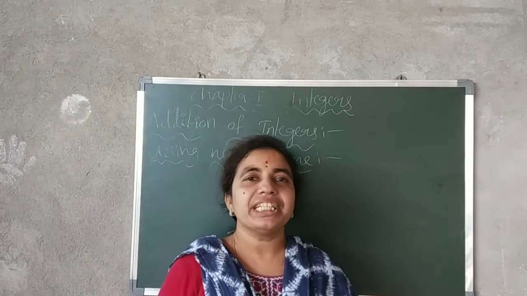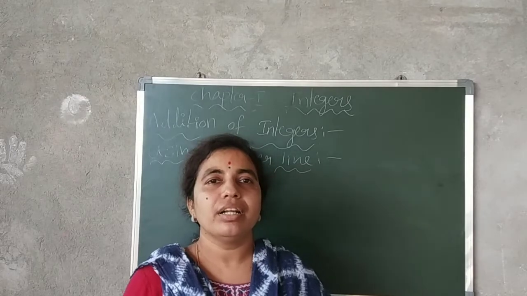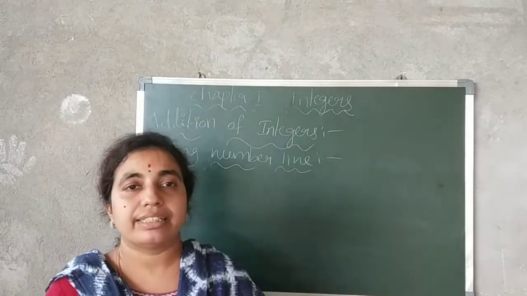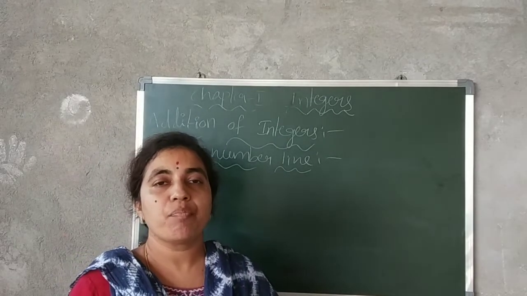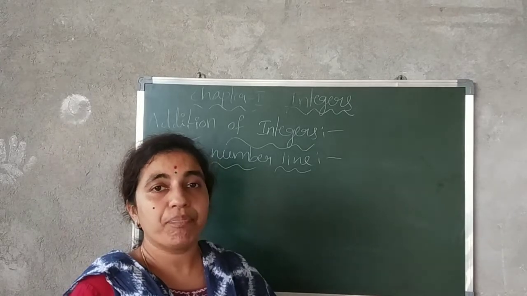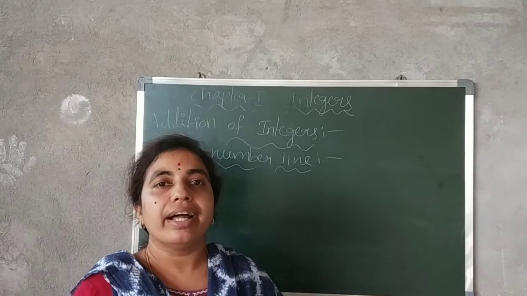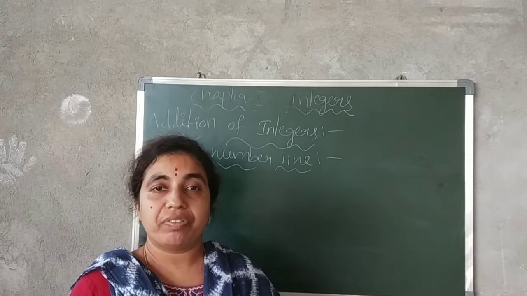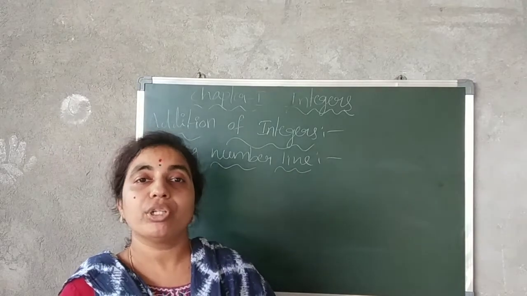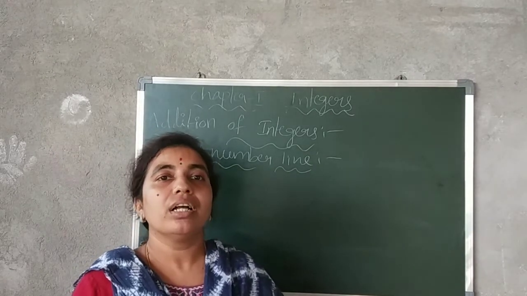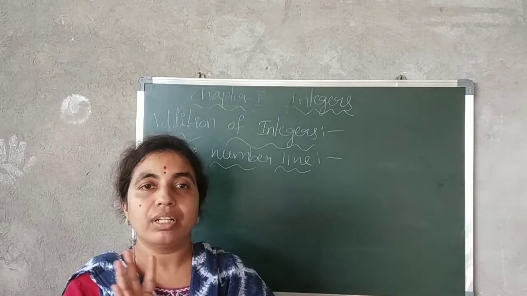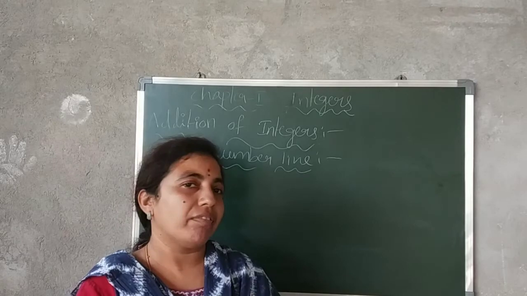Okay, good morning children. Yesterday we learned about integers, the number line of integers, and ascending and descending order of integers. Exercise 1 is also completed in that. So today I'll explain addition of integers and subtraction of integers, using the number line as well as without using the number line. Those two concepts we will complete today.